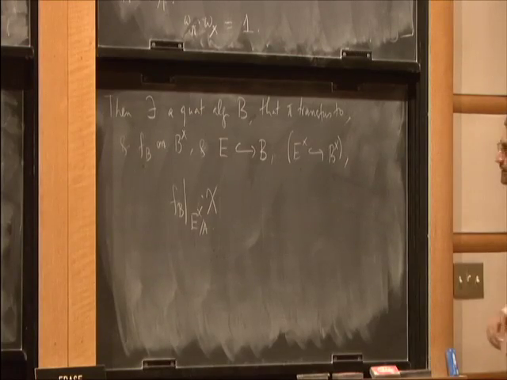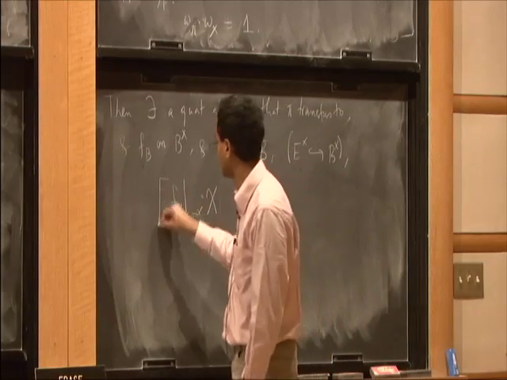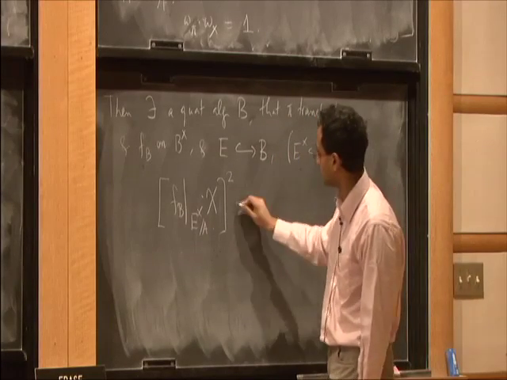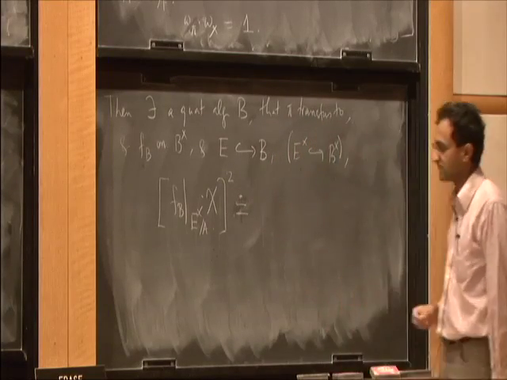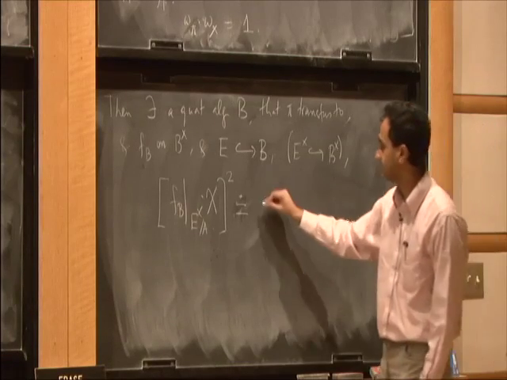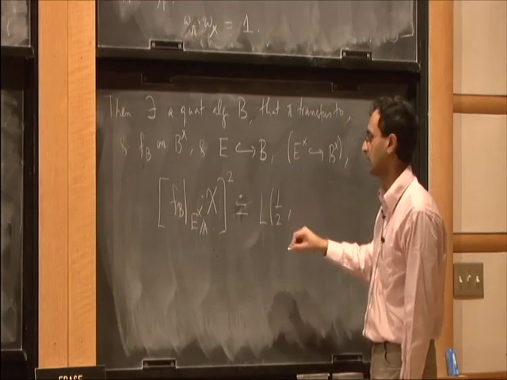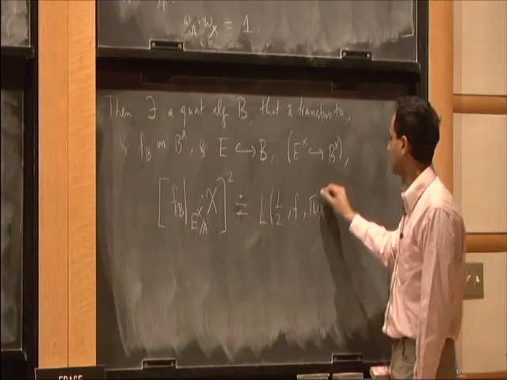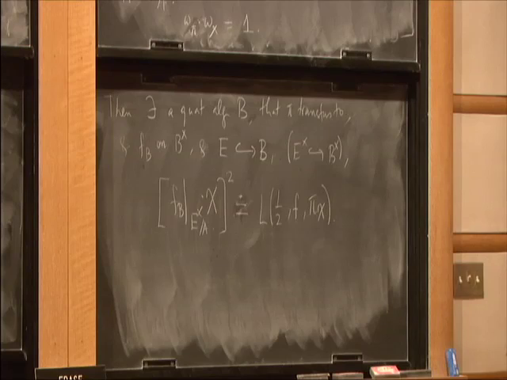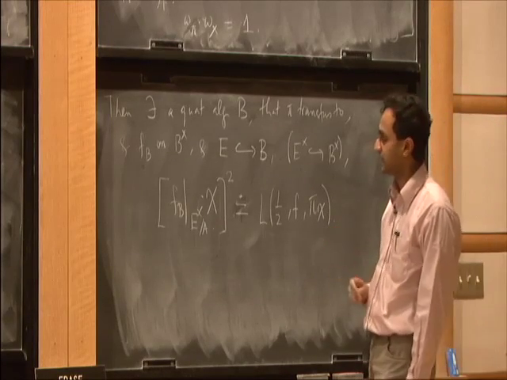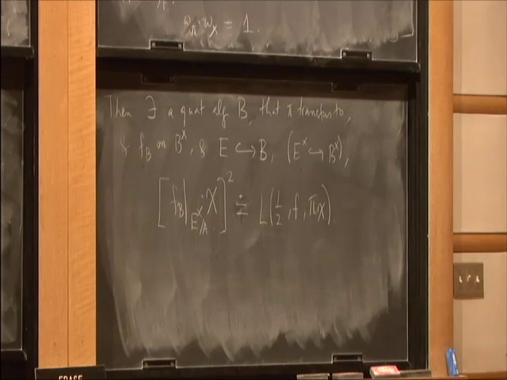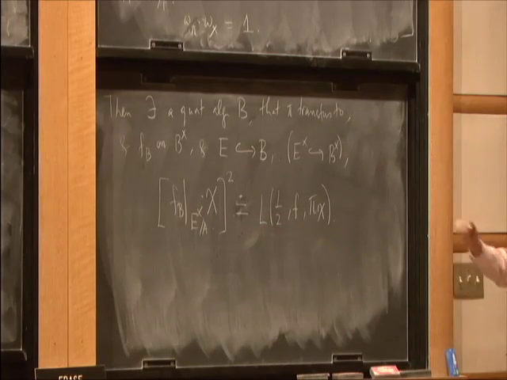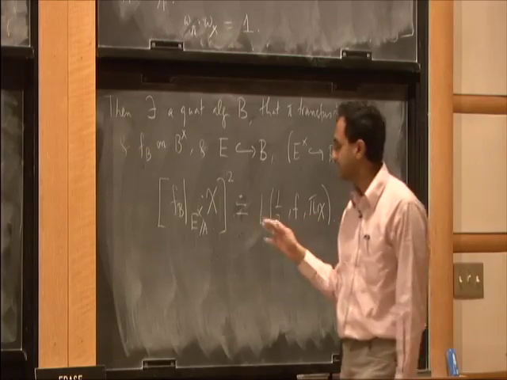Okay? And the formula of Waldspurger says that the square of this integral, up to some explicit normalization factors, so the dot will mean some explicit normalization factors, is going to be the L value at 1/2 of the Rankin-Selberg of f and the representation pi chi of GL2 of A_F associated to chi. Okay? There are some explicit normalization factors which I'll ignore. I just want to explain the structure of the formula.